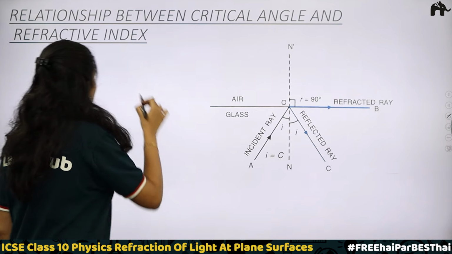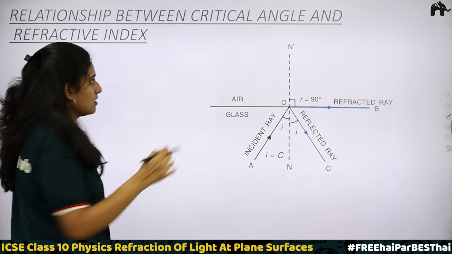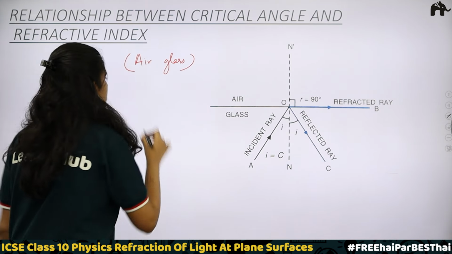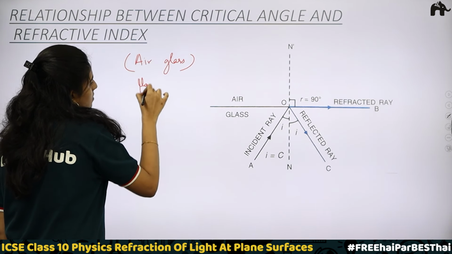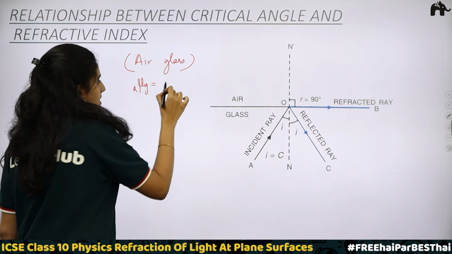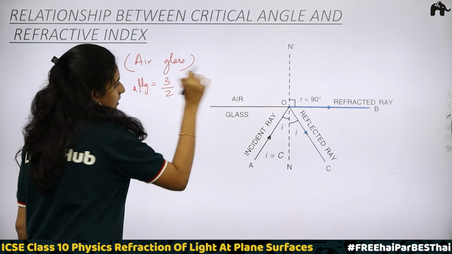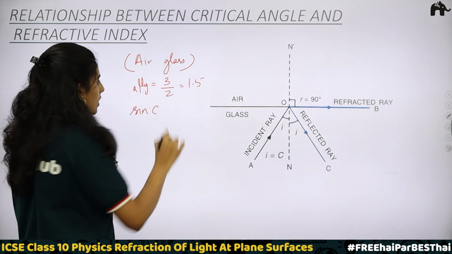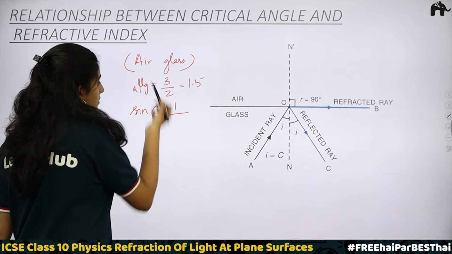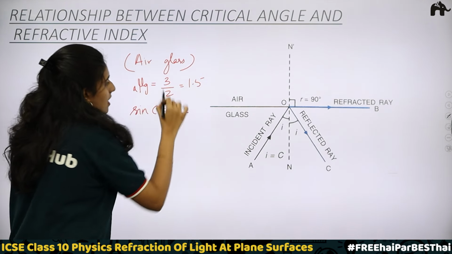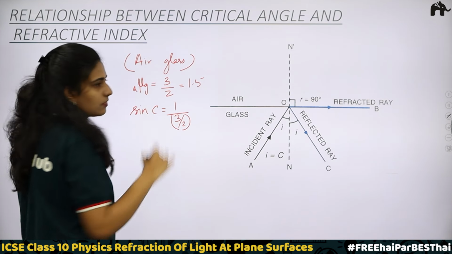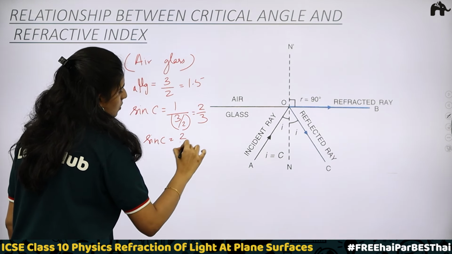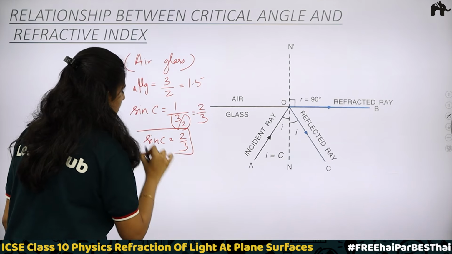For example, you need to find the critical angle for a pair of medium, air and glass. We are taking an example. We know the refractive index of glass with respect to air. What is the value? Which is equal to 3 by 2 or 1.5. We have the relation sine of the critical angle is equal to 1 by refractive index of the denser medium. Here the denser medium is glass, which is 3 by 2, so this becomes equal to 2 by 3. Sin C is equal to 2 by 3. From this you can find the value of C.